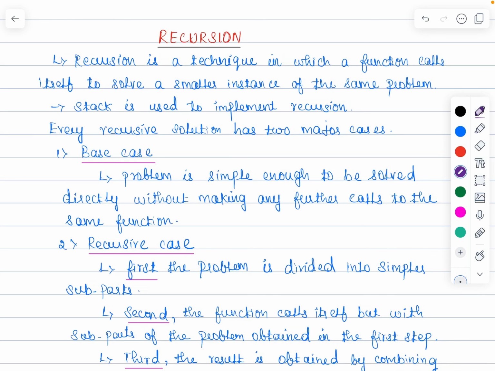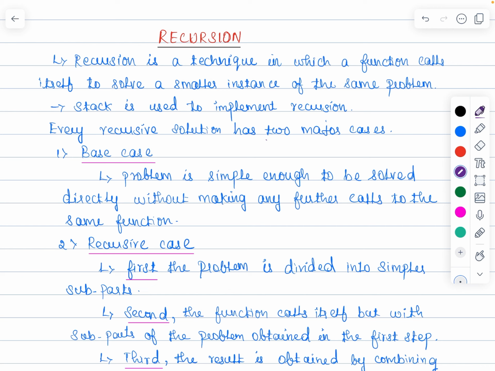Recursion is a technique in which a function calls itself repeatedly to solve smaller instances of the same problem. To implement recursion, iteratively or recursively, a stack data structure can be used. Since a recursive function repeatedly calls itself, it makes use of the stack data structure to temporarily store the return address and also the local variables of the calling function.